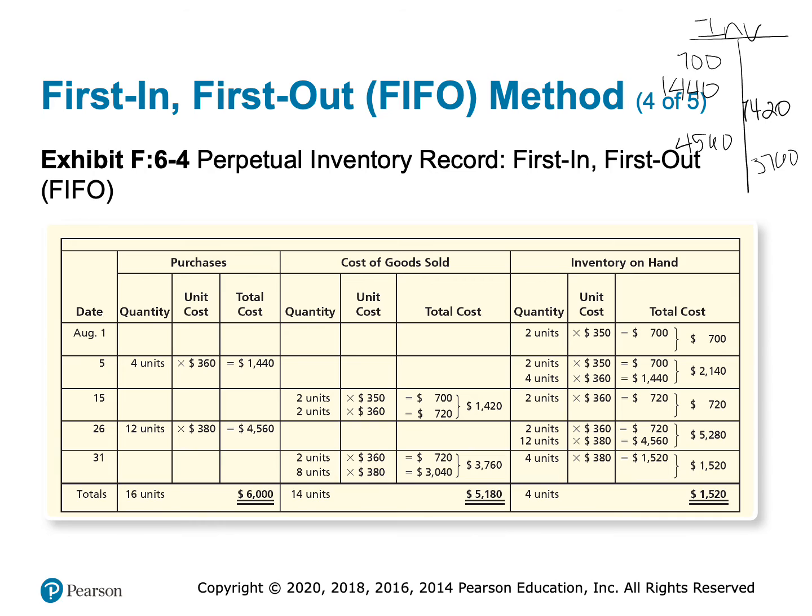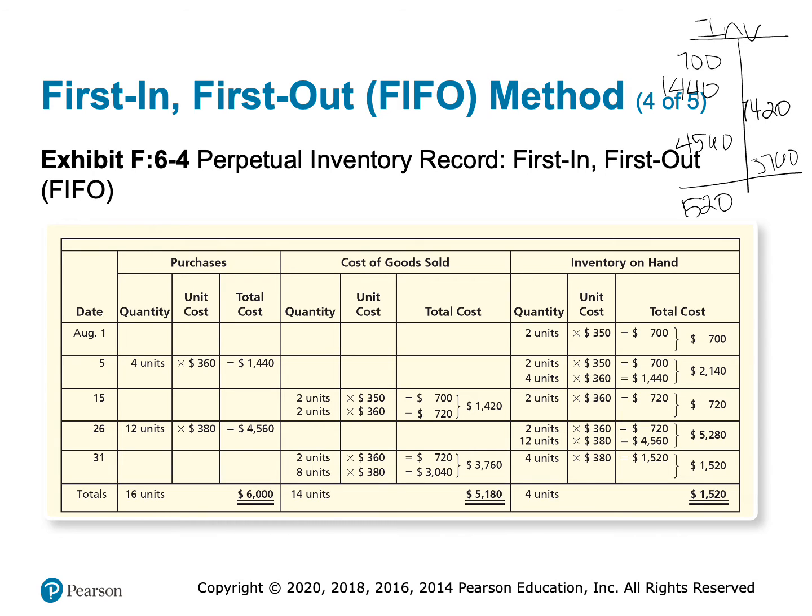Now, since I had 14 units and I sold 10, I should have 4 units left, and because I'm assuming that I sold the old ones first, I'm assuming that the units I still have on hand are 4 of the new ones at $380. So my balance in inventory right now is $1520, and I'm assuming it's made up of 4 of the newest units that I bought.